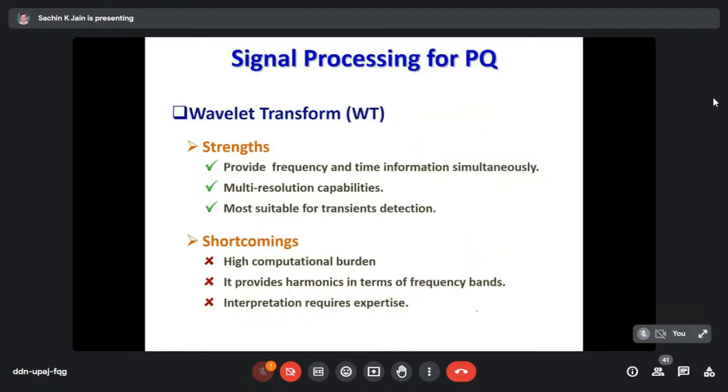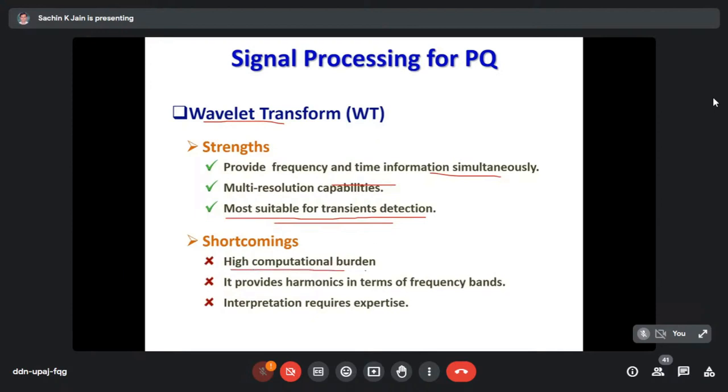In wavelet transform, it provides frequency and time information simultaneously. It has multi-resolution capabilities and is most stable for transient detection. Okay, it finds its applications in transient detection. That's why for power quality events like voltage sag, swell, transient, wavelet transform is more popular than Fourier transform. Whereas Fourier transform is popular in harmonics analysis, rather than other power quality events.